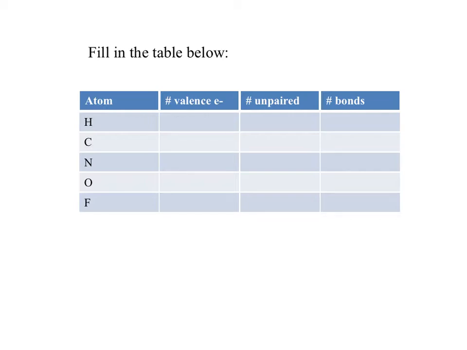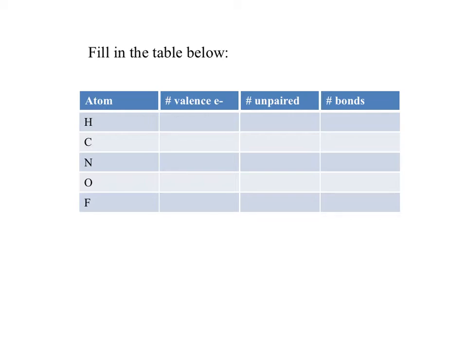So remember that if we look at each group, each column in the periodic table, that tells us how many valence electrons a given atom has. Group 1 has 1 valence electron, group 2 has 2 valence electrons. When we get over to group 13, that has 3 valence electrons, 14 has 4, 15 has 5, 16 has 6, 17 has 7, and 18 has 8 valence electrons.